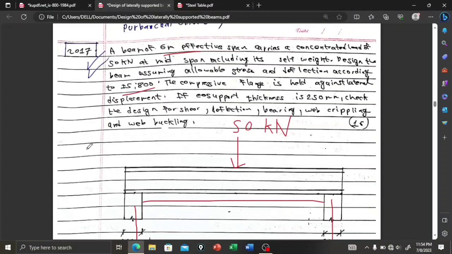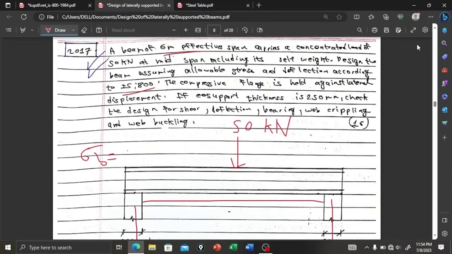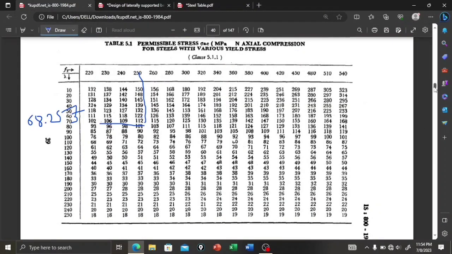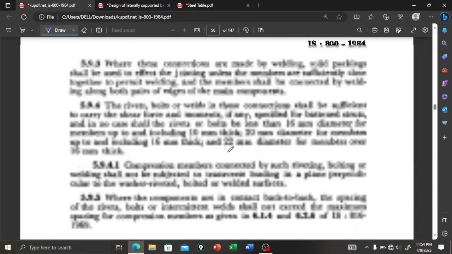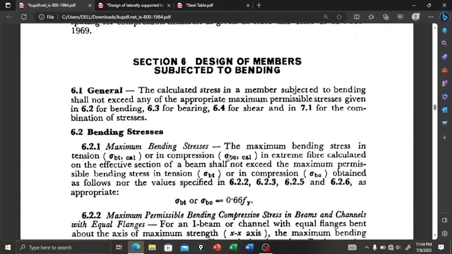So according to IS 800, sigma bending is 0.66 Fy. 0.66 into 250 is 165.